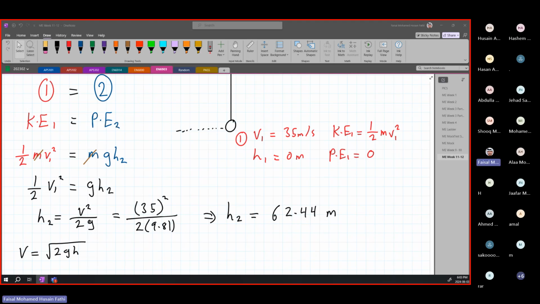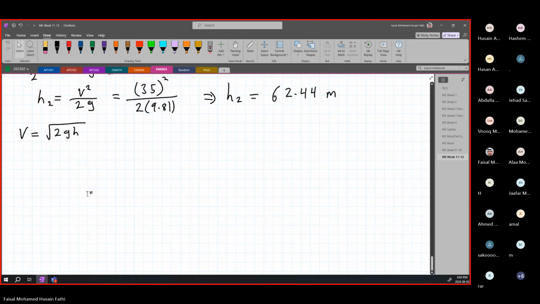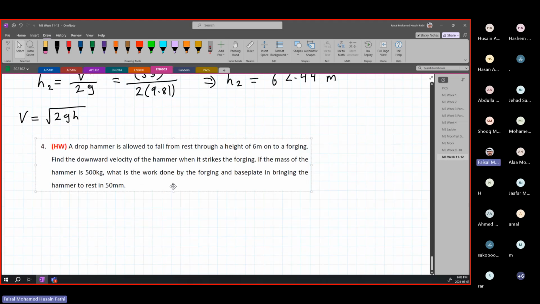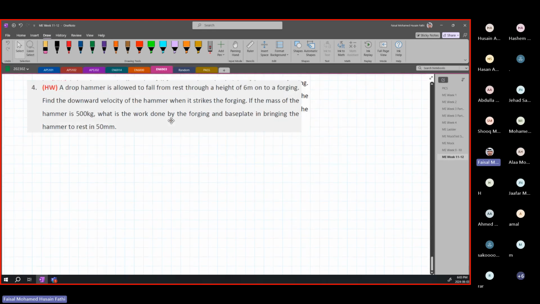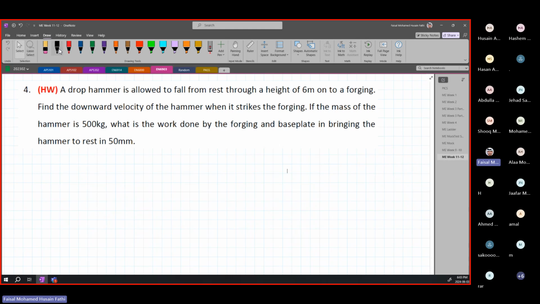Let's look at another similar example. We have a drop hammer which is allowed to fall from rest through a height. What is a drop hammer? A drop hammer is a thing that is usually used for forging.